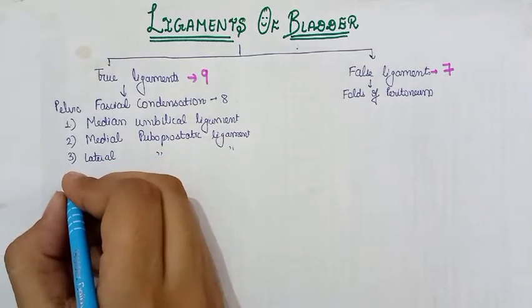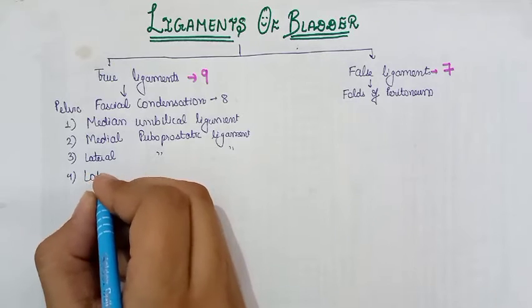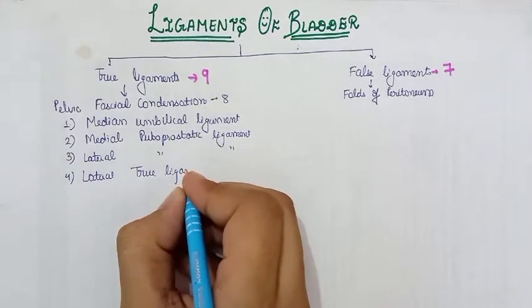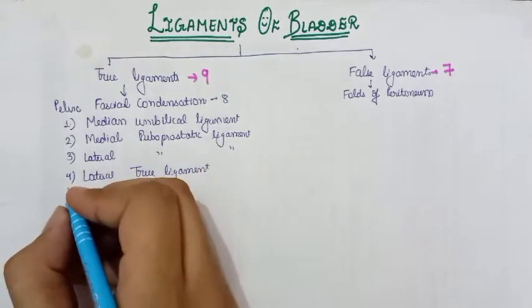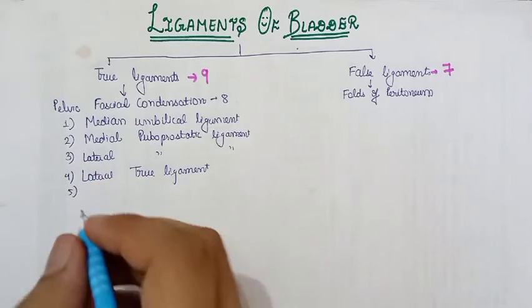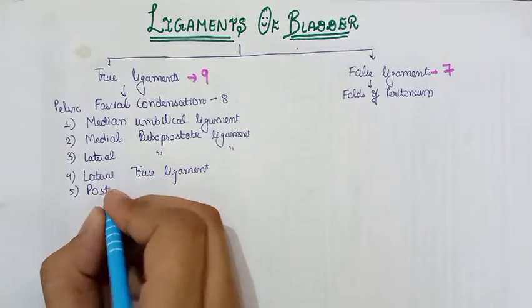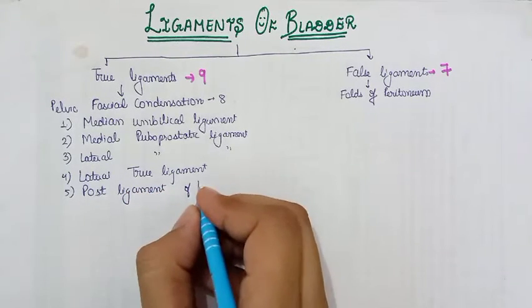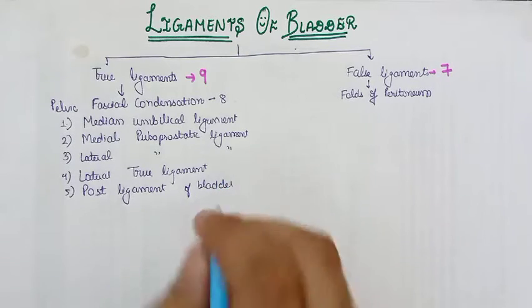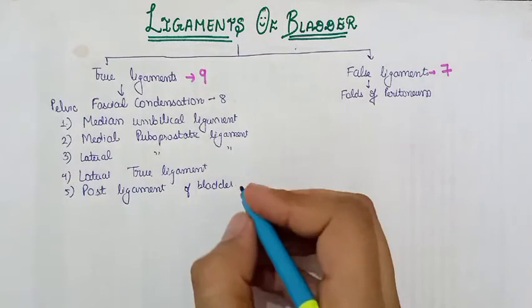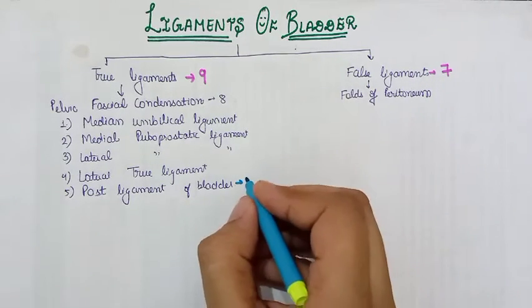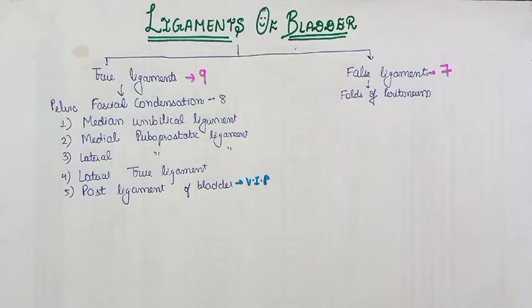Then we have one more lateral ligament which is called the lateral true ligament, and we have the posterior ligament of the bladder. There is something special about the posterior ligament of the bladder, which I will tell you when I discuss the diagram. Just keep in mind what the function is. I am marking with the blue sketch pen. That's why there is something to do with the venous drainage. So what is the function? Just keep watching.